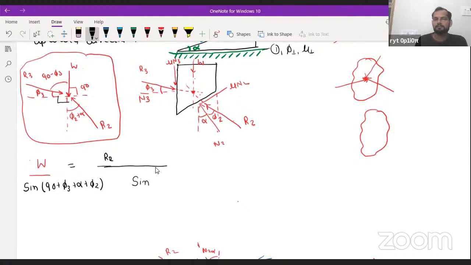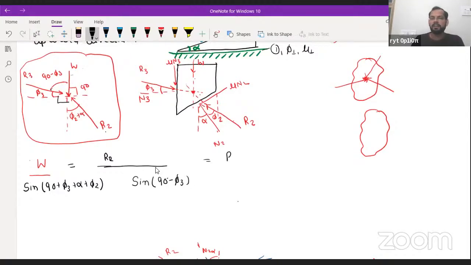Sine. If you can solve the problem, please respond. What will come in the angle of the denominator of R2? Sine of the angle between the other two forces. If you are considering R2, then what are the other two forces? That is nothing but W and R3. So what is the angle between those two forces? That is nothing but 90 minus phi 3. 90 minus phi 3. Fine.